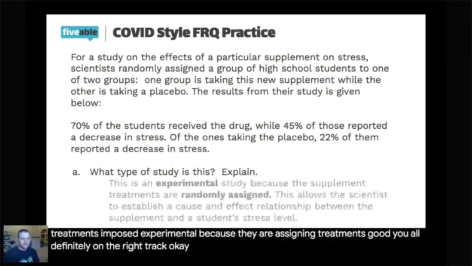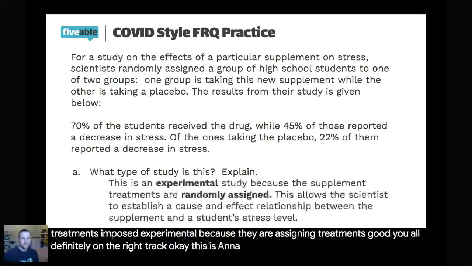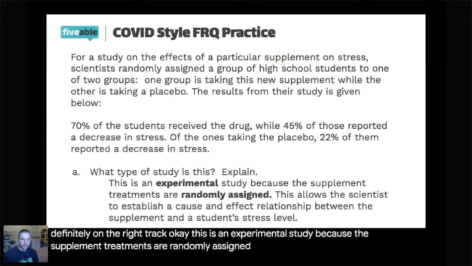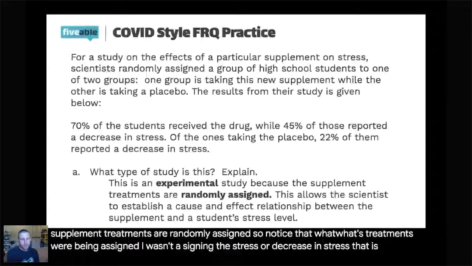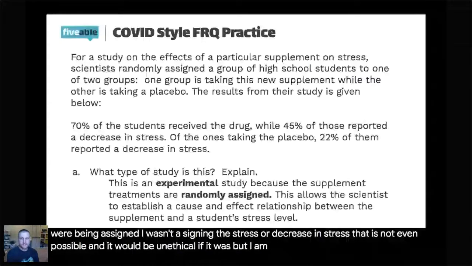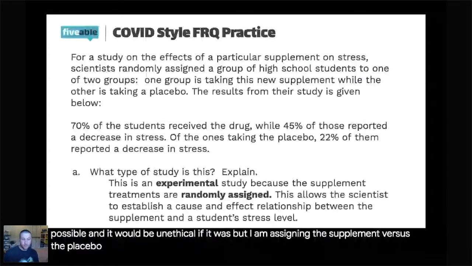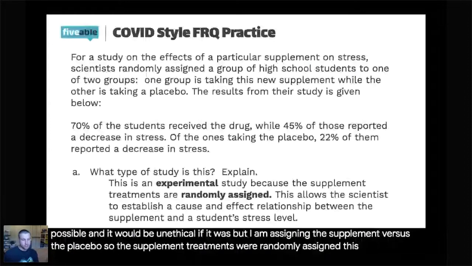Okay. This is an experimental study because the supplement treatments are randomly assigned. So notice that I stated clearly what treatments were being assigned. I wasn't assigning the stress or decrease in stress. That is not even possible. And it would be unethical if it was. But I'm assigning the supplement versus the placebo. So the supplement treatments were randomly assigned. This allows the scientists to establish a cause and effect relationship between the supplement and the student's stress level.